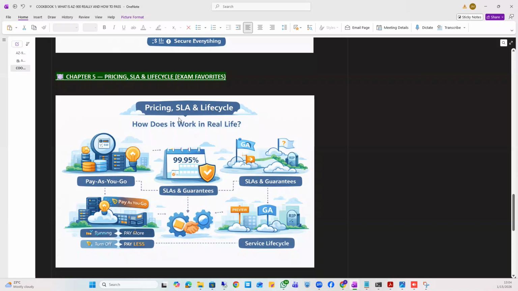All right, so that's number 4. Now, number 5, things like pricing, SLA, and life cycle. Pricing is very key. In Azure, there are different ways of charging for resources, and one of the things I'm going to talk about is pay as you go. It is one of the reasons why companies migrated to the cloud, because it became cost effective. Why? Because you are only charged for what you use.